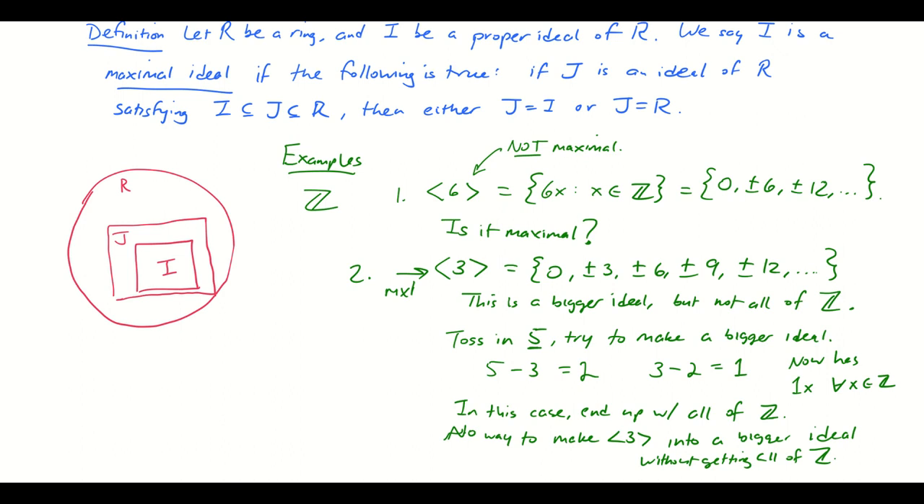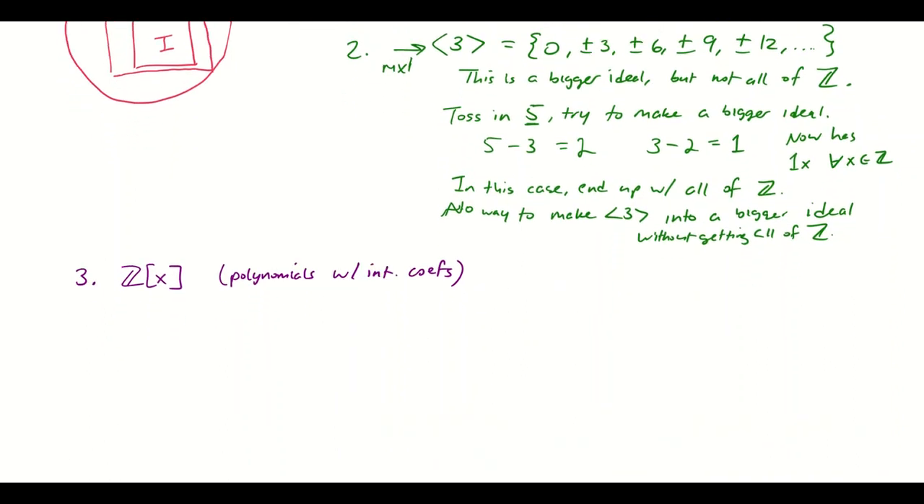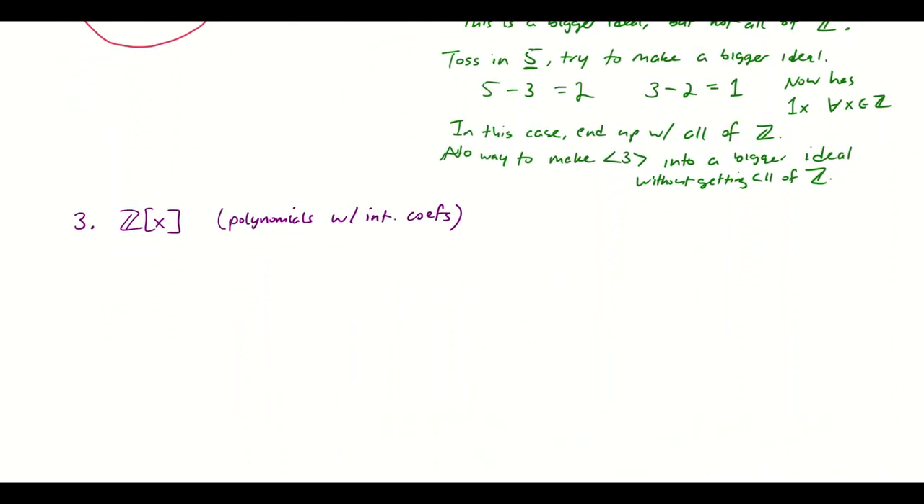Okay, let's try a totally different example now. What if I switch to a polynomial ring? That might be interesting. We'll call this example 3. So this time let's consider the ring Z bracket X, which is polynomials with integer coefficients. I think previously we've talked about a couple of different ideals of this integral domain. Z bracket X is an integral domain because there are no zero divisors here.